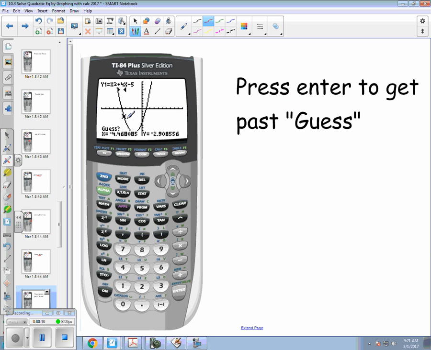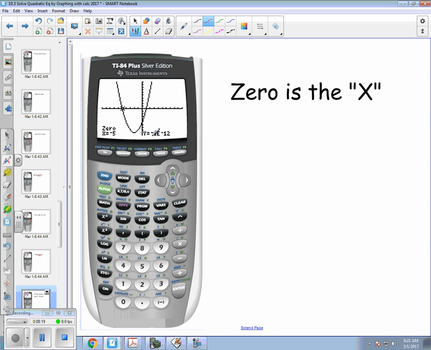Once I've set my right boundary, I see that I have the word guess down here. I don't care about that guess. I am going to press enter one more time, and now I see that my 0 is x equal to negative 5. This is as close to y being 0 as I can get. So my x here is one of my zeros where it's crossing the x-axis, the x-intercept.